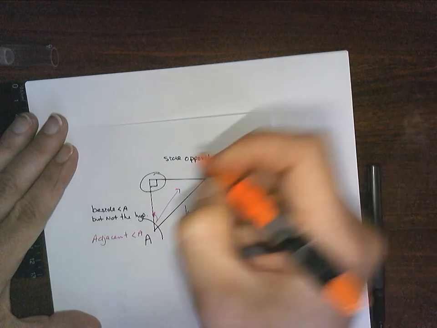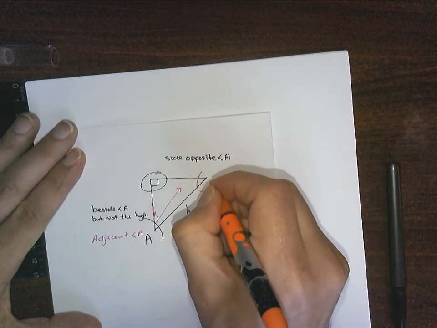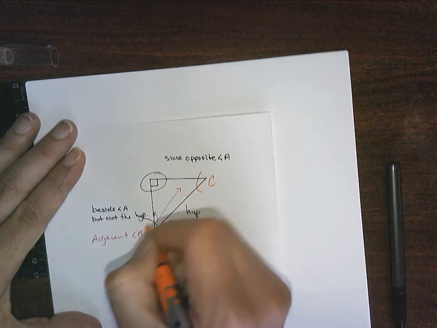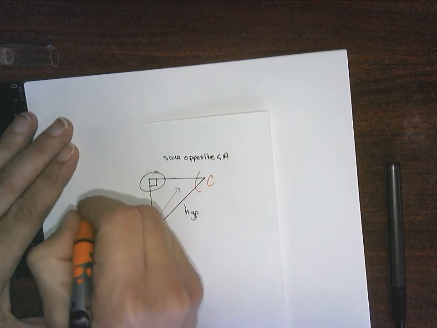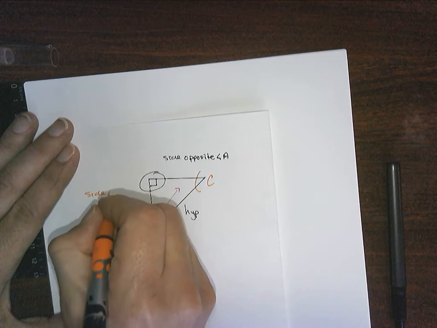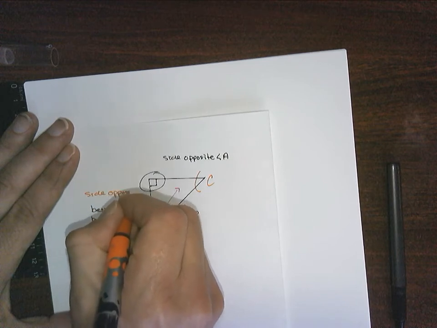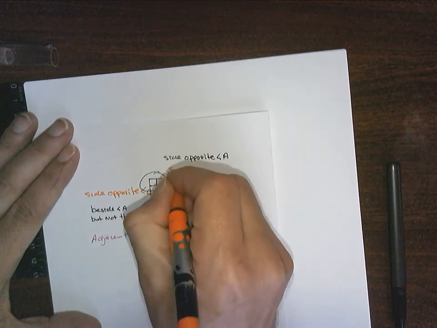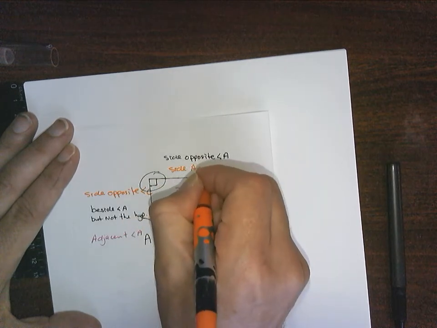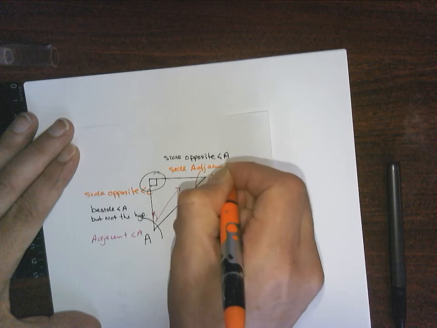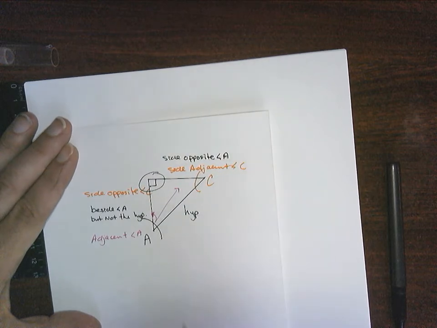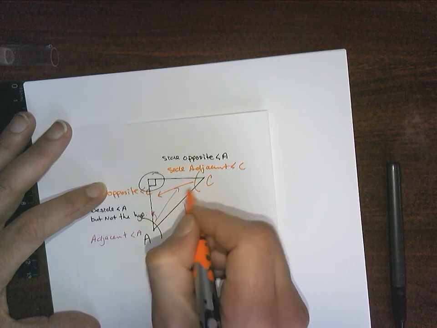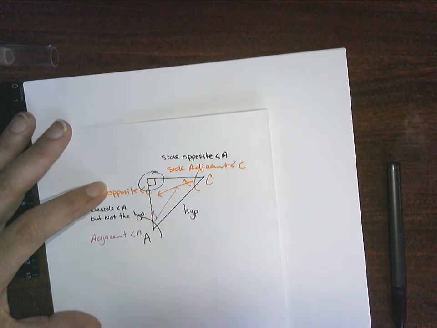Now, what if I was talking about this angle, however? Let's call this angle C. Then this over here would be the side opposite angle C, and this would be the side adjacent angle C. So the terms opposite and adjacent depend on which angle I'm talking about.